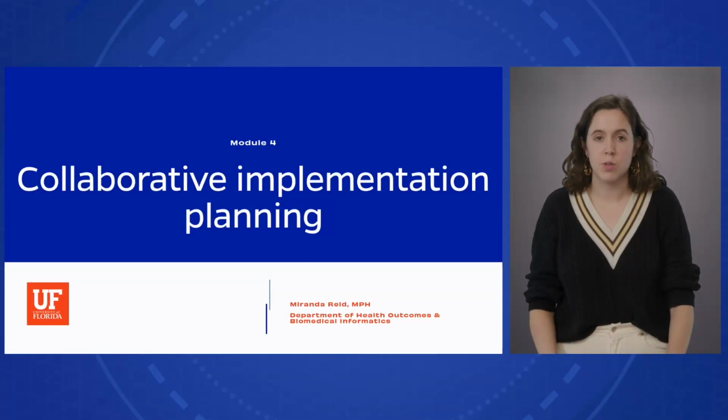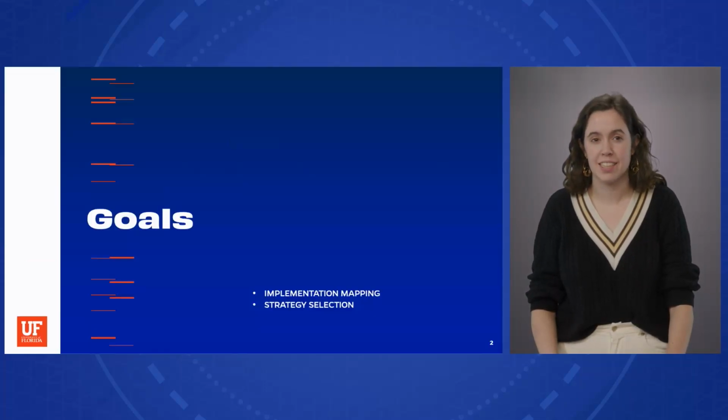Welcome to the fourth module in this mini course on community-engaged implementation science. Today we'll be talking about collaborative implementation planning. Our goals for this module are to go over implementation mapping and then highlight some of the many implementation strategies available.